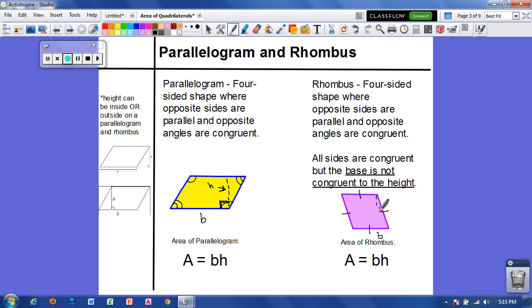So the height would be here. And that is not going to measure the same as the base. So don't let that trick you. Don't get it confused with a square. If you have a rhombus, your base and your height are not going to be exactly the same, but you will still just simply multiply base and height together to get the area.